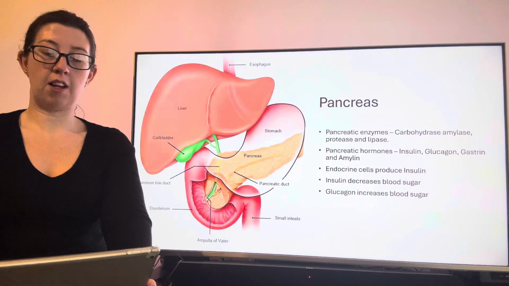When blood sugar levels get too low, the pancreas releases glucagon. This makes the liver release its stored sugar. Once the levels have risen, the pancreas stops releasing glucagon.